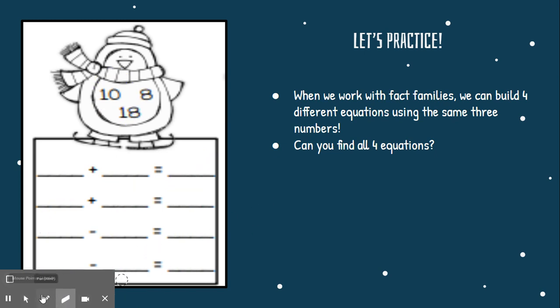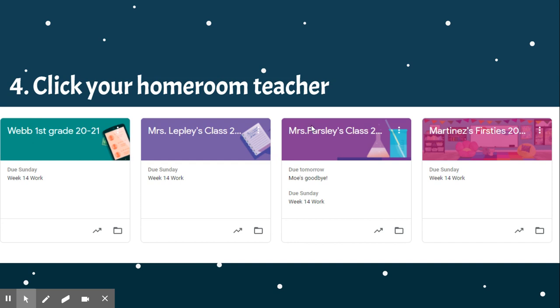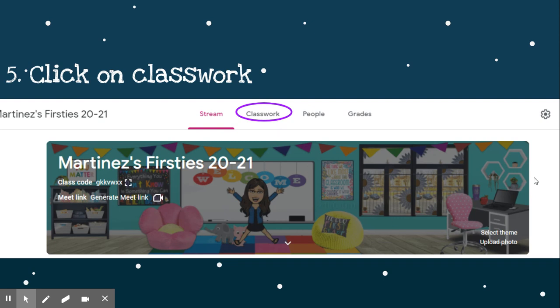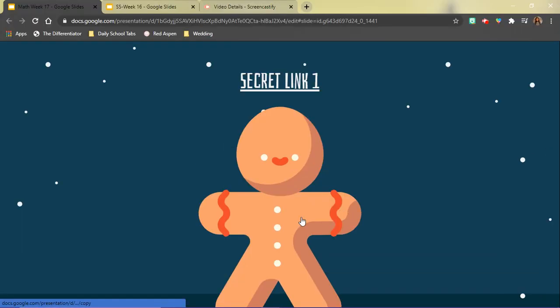Alrighty. So when you finish this, you're going to move on to your independent work. If you're not sure how to get to your independent work, here's some slides to help you out. Click on whoever your teacher is. If you're Miss Martinez, click on Martinez. If you're Miss Lepley's, click on Miss Lepley's. Some of you might have specials on there, so just make sure you click on your homeroom teacher. Classwork. Independent work, week 17.